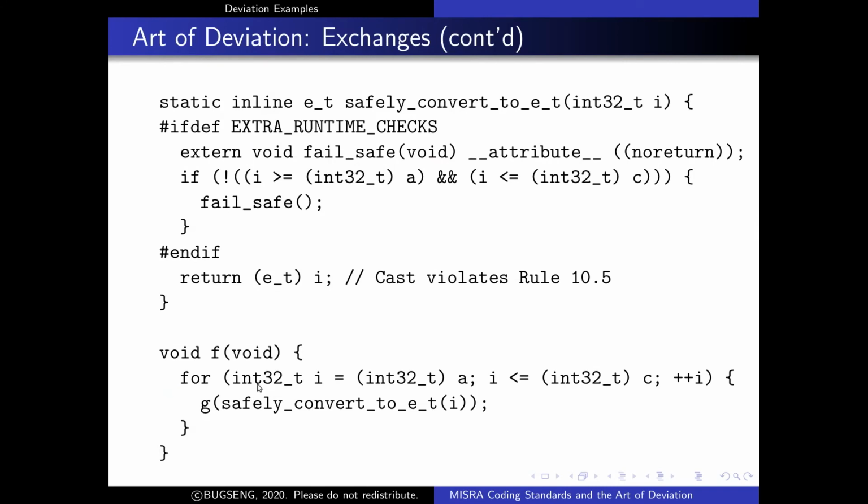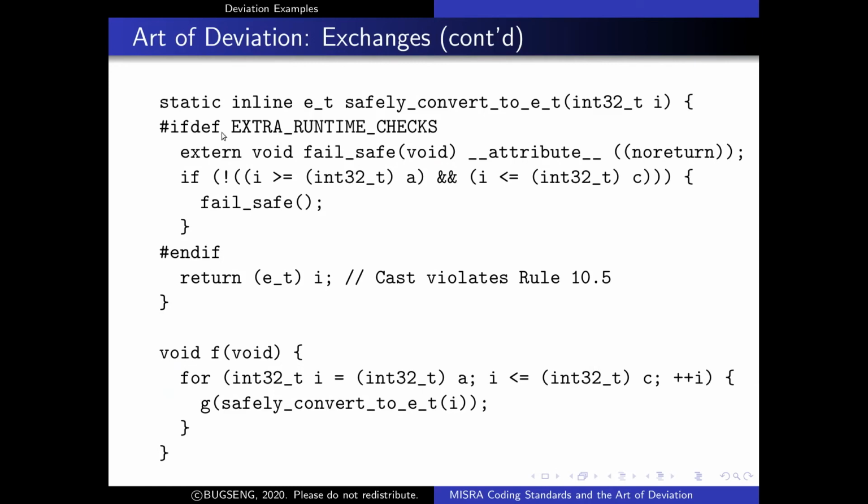We iterate over integers here. Casting an enumerated object to an integer object is perfectly well defined. It is not a MISRA violation, so these casts are well formed. And in order to obtain an object of type ET, which is what the function G expects, we call function safely convert to ET and pass it I. And this is static inline, so with a good compiler, it will be very efficient.